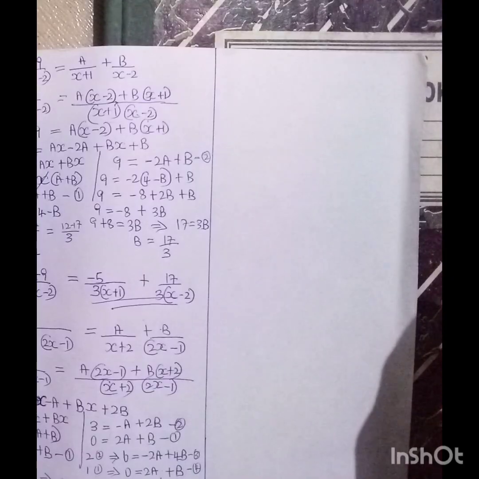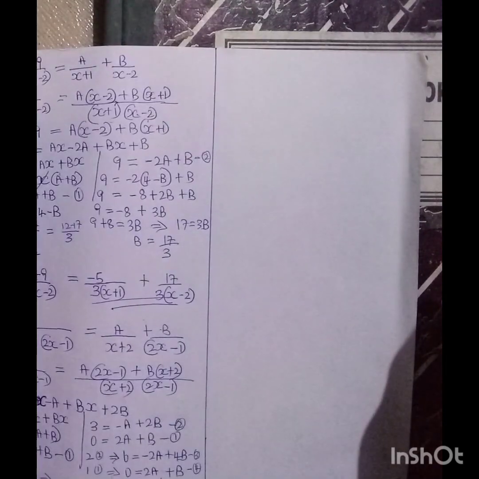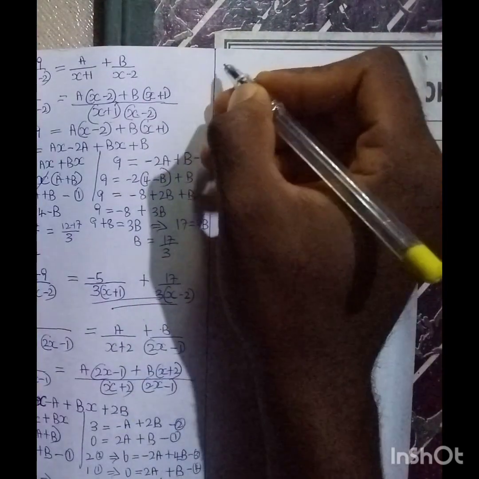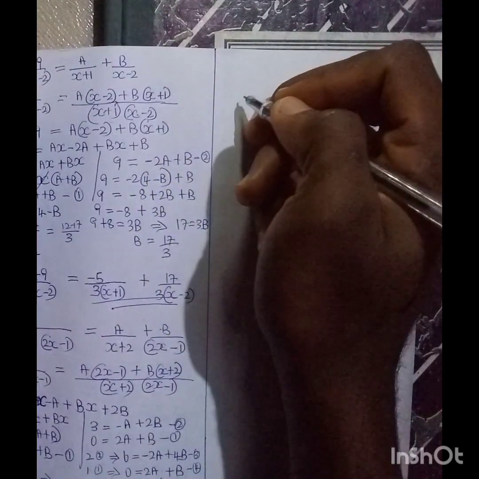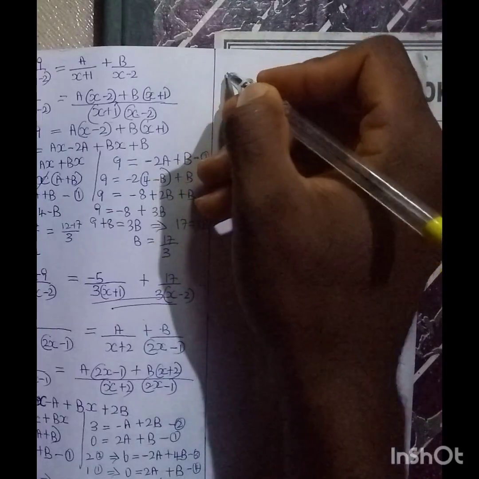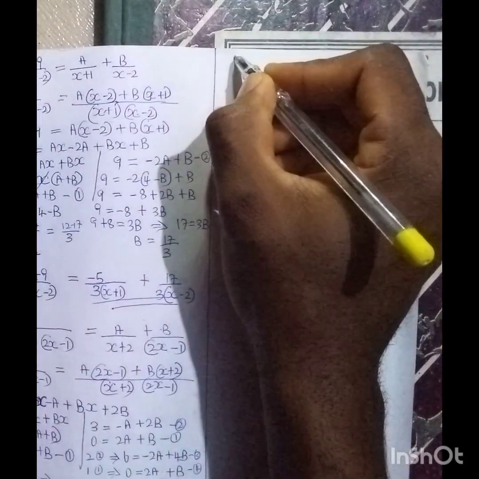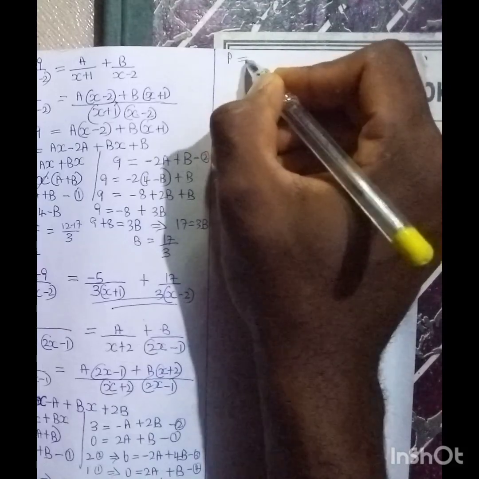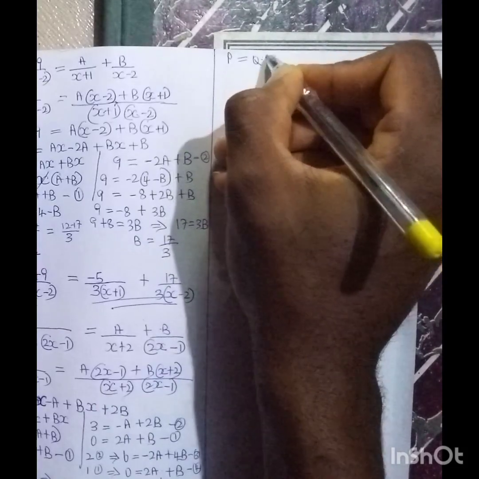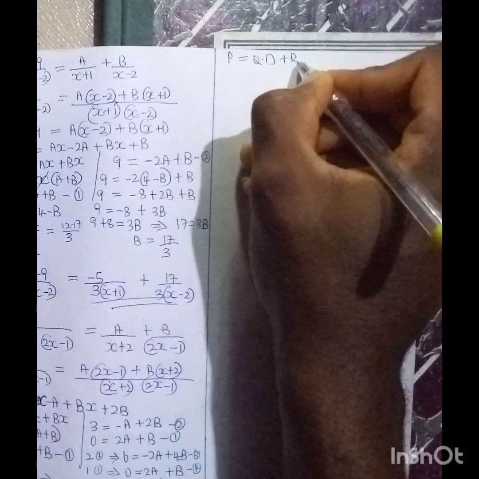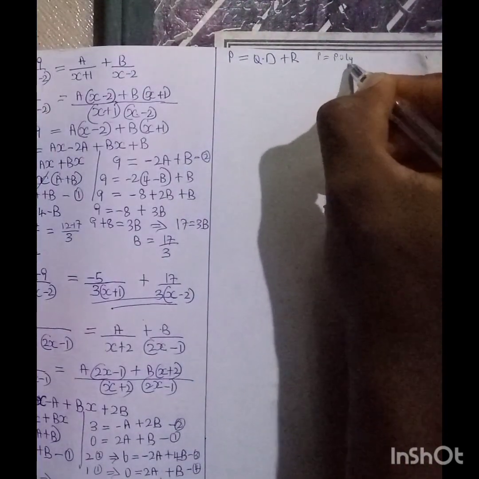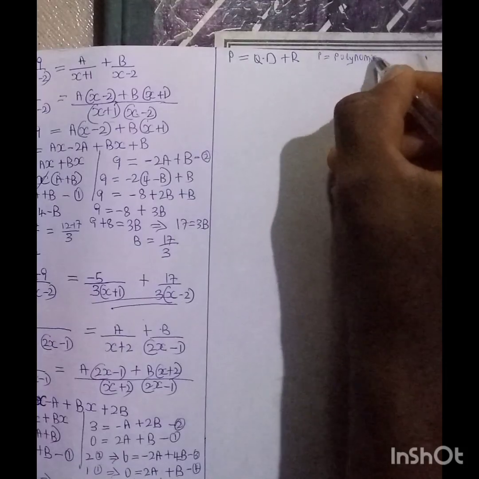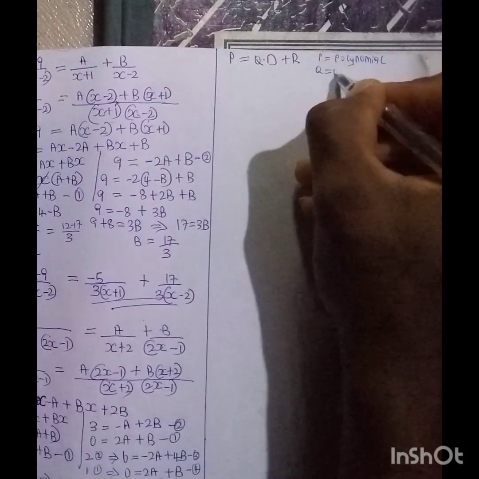So what's that thing I'm talking of? In polynomial, we have just like the general equation or expression: P is equal to Q times D plus R. P is the polynomial. Q is the quotient.